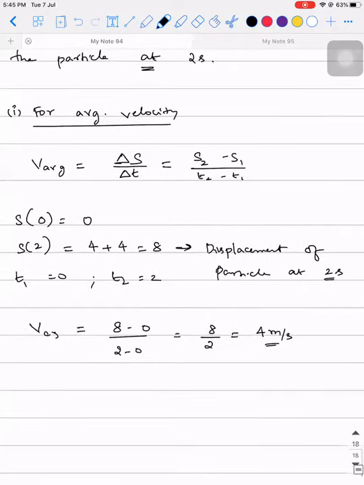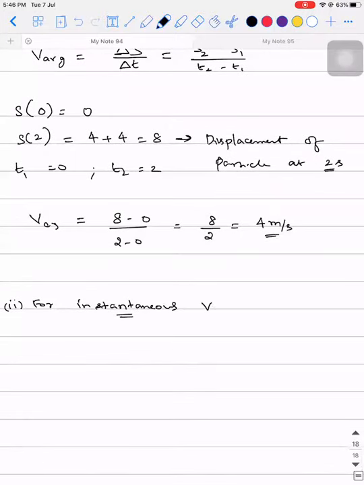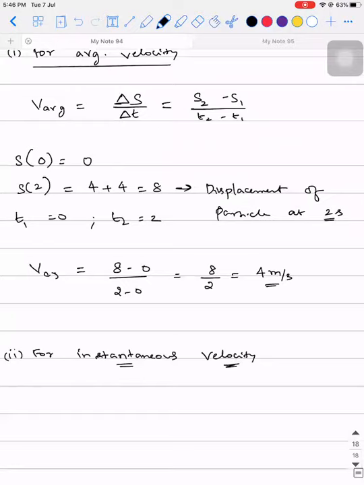Yes, sir. Now see, S is equal to T square plus 2T, right? For instantaneous velocity. Okay, for instantaneous, here what I did is I found out what is the value of S at 0 and what is the value of S at 2 and then subtracted. Whereas for instantaneous value, you need to first differentiate. So wherever you see the term instantaneous throughout physics, not only your 11th standard, throughout your lifetime, wherever you see instantaneous value, you need to differentiate.